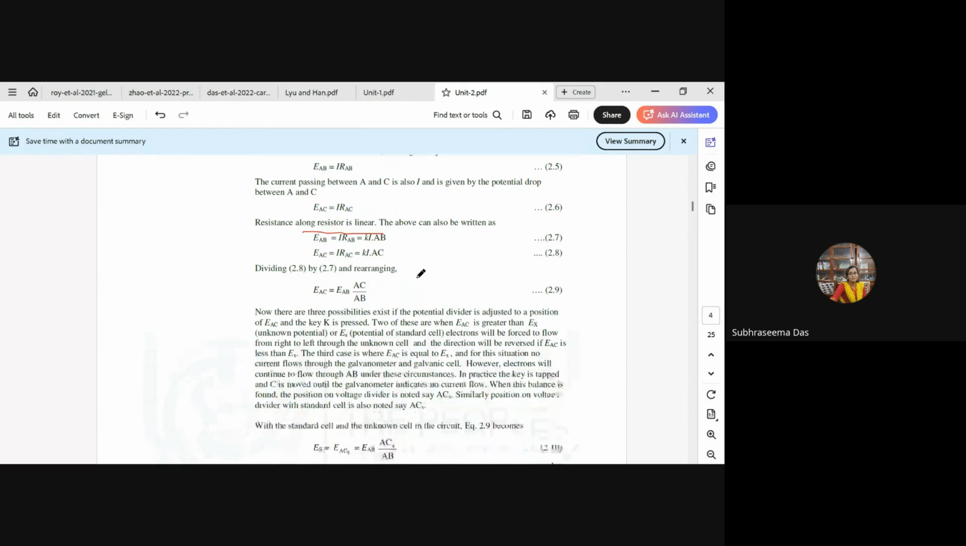Now we know that resistance along a resistor is linear in nature. So we can write E_AB is equal to K into I of AB, and E_AC is equal to K into I of AC. Dividing and rearranging these equations, we find that E of AC is equal to E of AB into the length of AC by the length of AB.